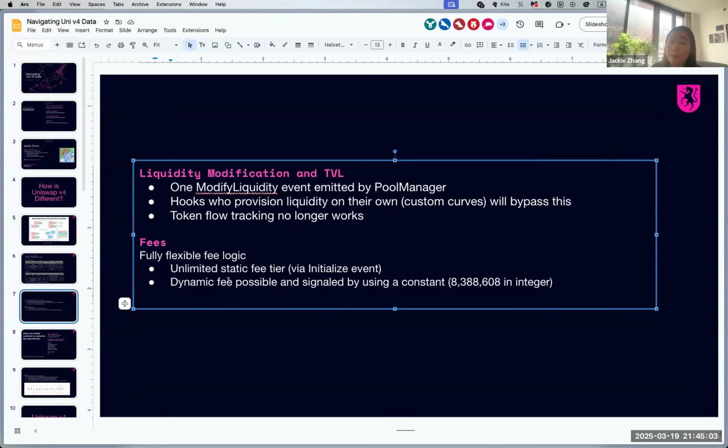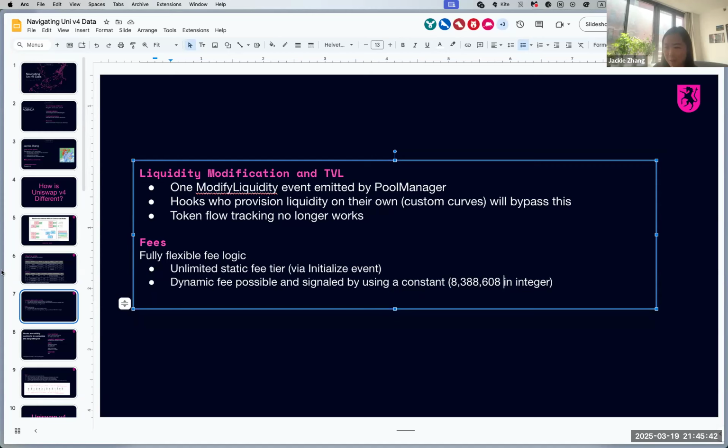So if you want your fee logic to, I don't know, go with the moon waning and waxing, as a silly example, it's possible. You just write that function into the hook. During the pool initialize stage, you'll know that the pool is a dynamic fee tiered pool by watching the fee field emitted by the initialized event. It will look like this number, 8388..., an invalid number in Solidity, signaling to you that this is actually a dynamic fee pool.